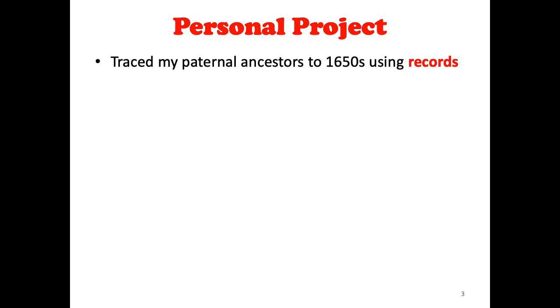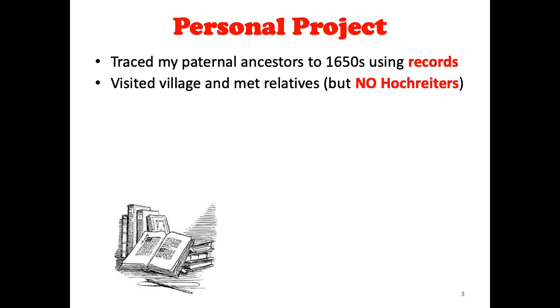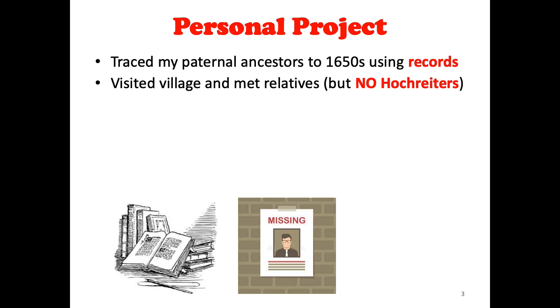So I'll tell you a little bit about my personal projects. I was able, using the Bishop's Archives in Germany, to trace my paternal ancestors back to about 1650 using documentation. And after that, I did visit the village my grandparents came from. And I met relatives, but they all came down through a sister of my grandfather, and therefore there were no Hochreiters. There were Hanauers and Prems and other family names, but no Hochreiters left in this village. And even though I'm meeting the relatives, I'm still very disheartened that I could not find a Hochreiter, somebody with that name, in the village. So they've been missing for a while from my matches and such.